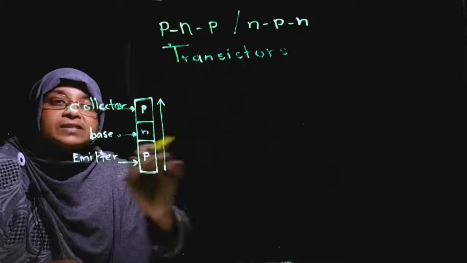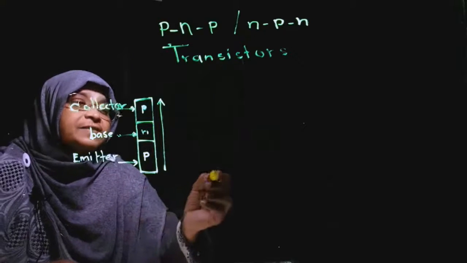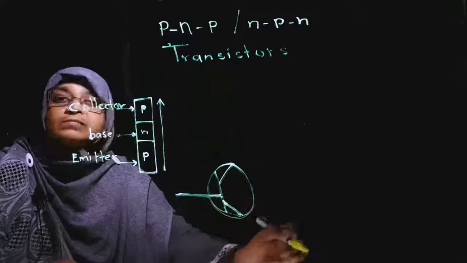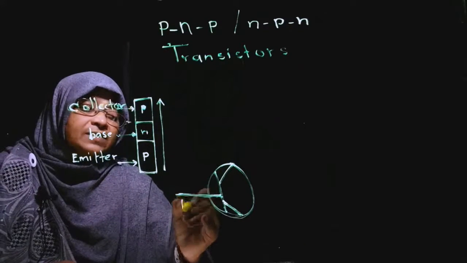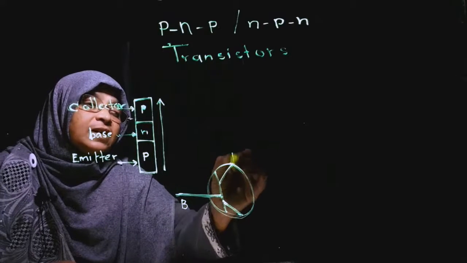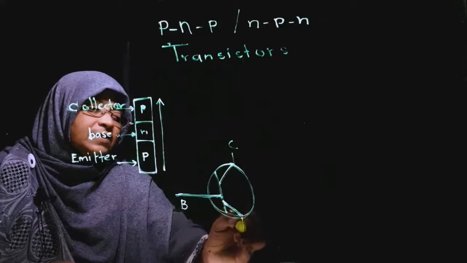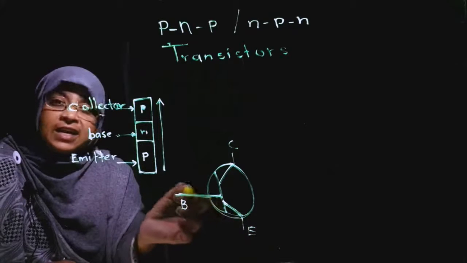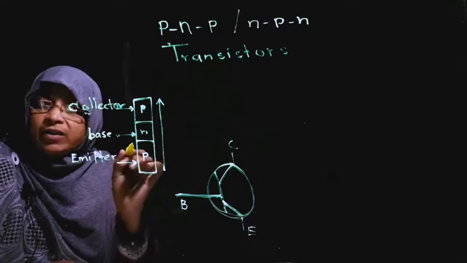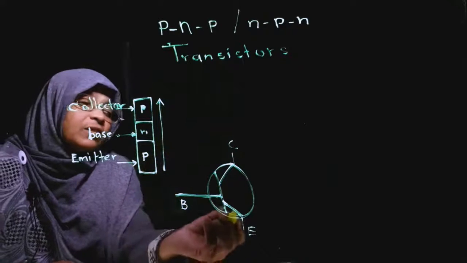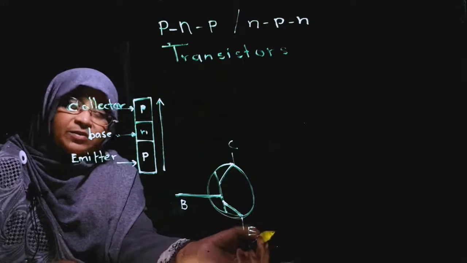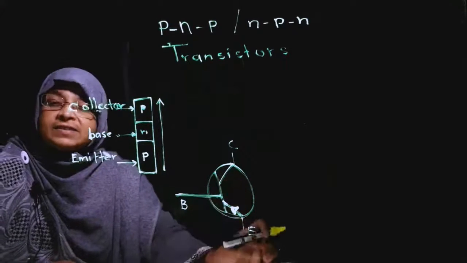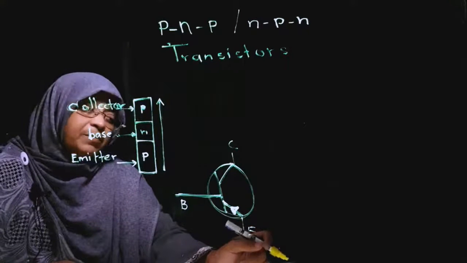The symbol of this type of transistor is like this. Here, this is the base. This is the collector. This is the emitter. The current flow direction is indicated by the arrowhead, P to N. So, outside to inside, the arrowhead. This type of transistor is called PNP.